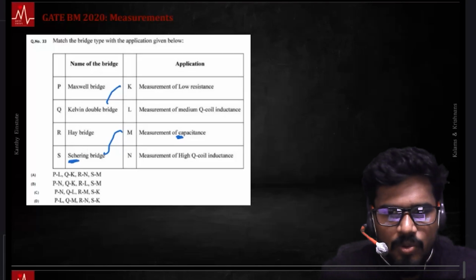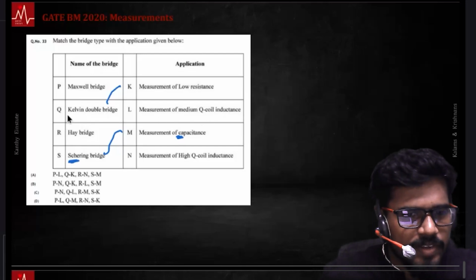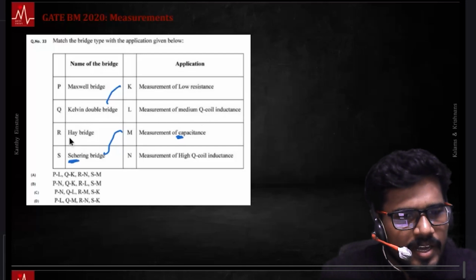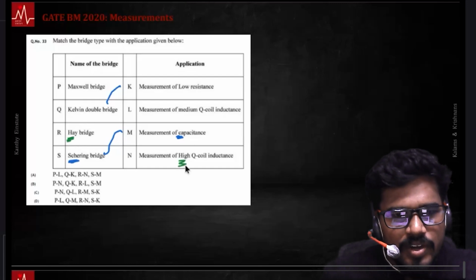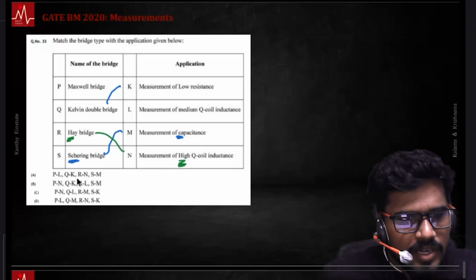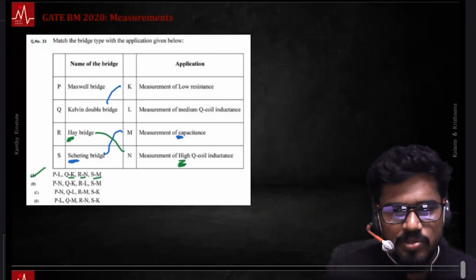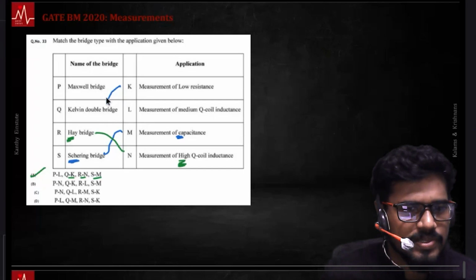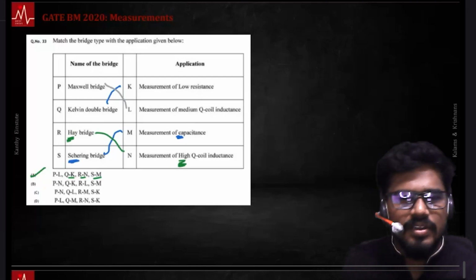Let me give you one more mnemonic. Hay can be used for high Q coil. Kelvin can be used for low Q coil. H for high Q coil. So Hay goes to R, and then Kelvin, Schering, Maxwell, and there goes our answer. And the Maxwell-Wien bridge can be used to measure medium Q coil inductance. Anyway, I'll give you the complete list of things here.